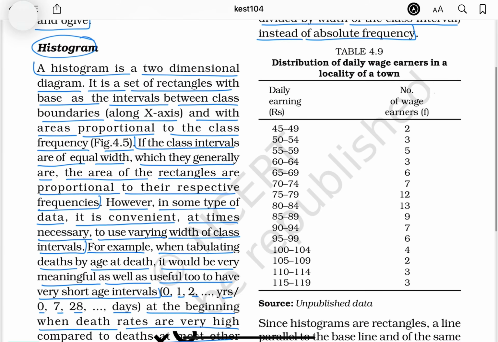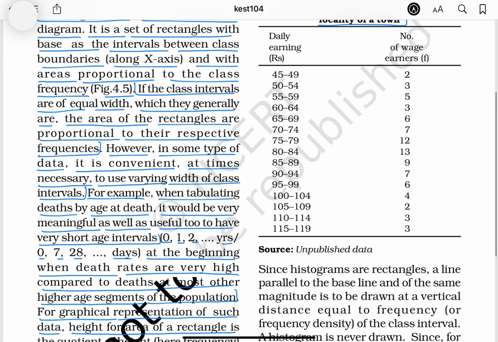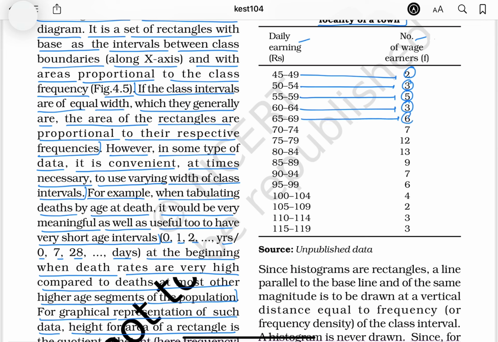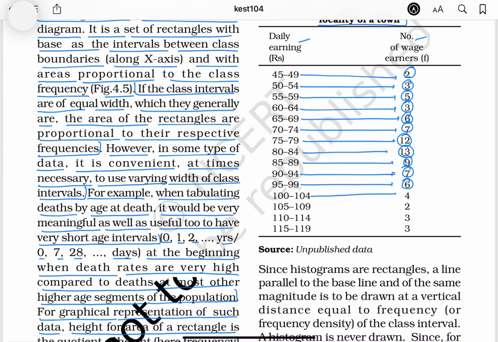Distribution of daily wage earners in a locality of a town. Number of wage earners daily earning 45 to 49, 2; 50 to 54, 3; 55 to 59, 5; 60 to 64, 3; 65 to 69, 6; 70 to 74, 7; 75 to 79, 12; 80 to 84, 13; 85 to 89, 9; 90 to 94, 7; 95 to 99, 6; 100 to 104, 4; 105 to 109, 2; 110 to 114, 3; 115 to 119, 3.